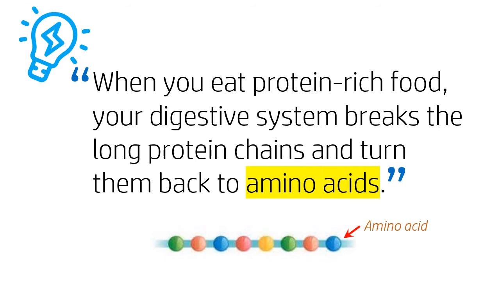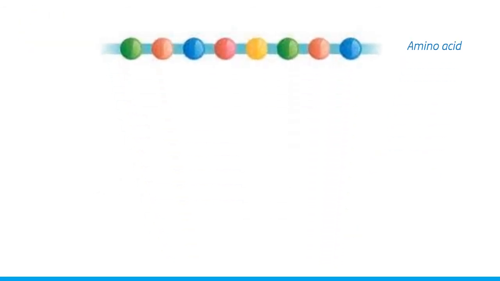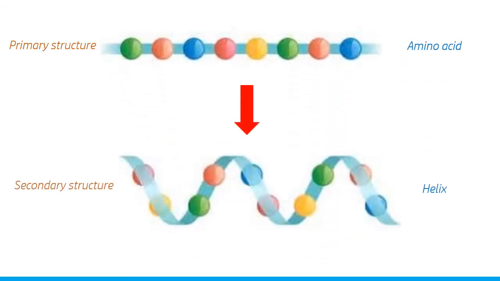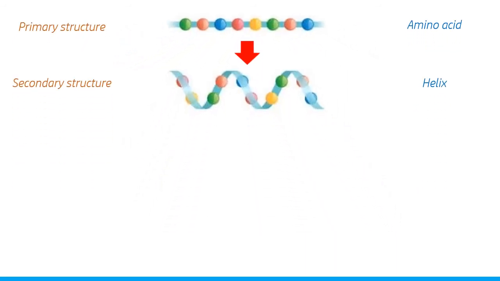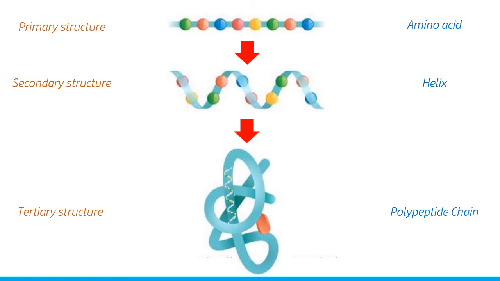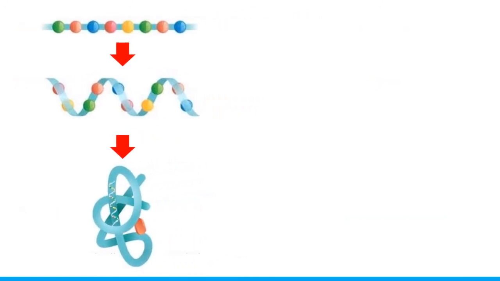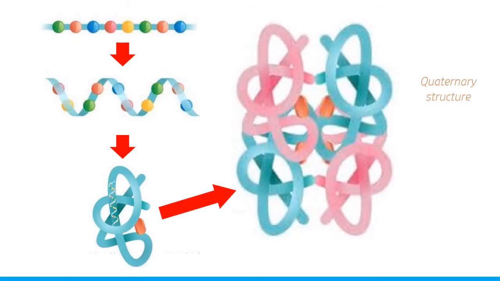When you eat protein-rich food, your digestive system breaks the long protein chains and turns them back to amino acids. Amino acids are then used by your body to create its own proteins. The amino acid chain becomes a secondary structure called the helix. The helix structure is then folded to create the polypeptide chain. The aggregates of two or more polypeptide chains form the final protein.